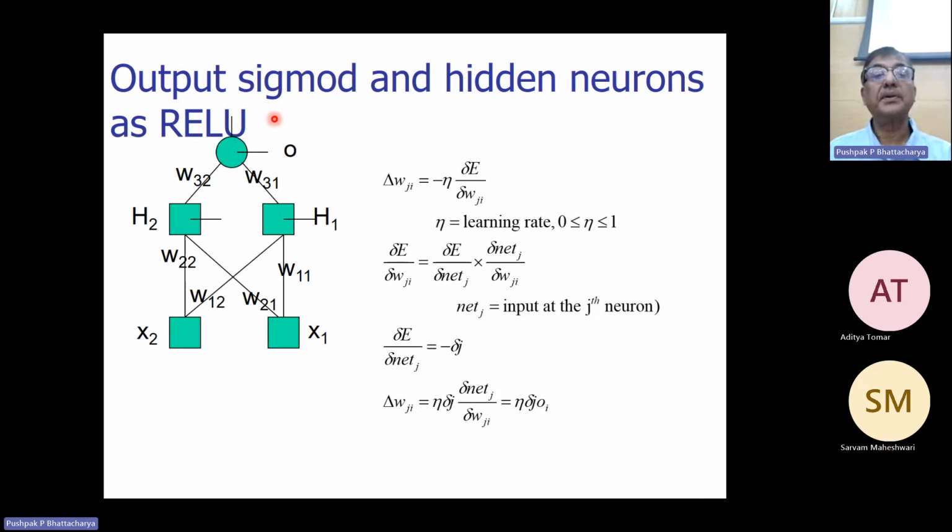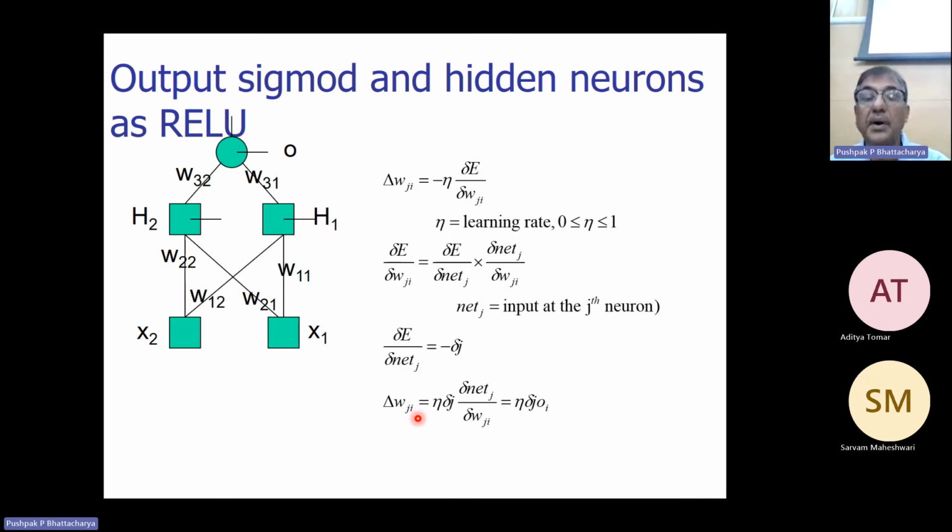So if the output neuron is sigmoid and the hidden neurons are ReLU, now one question I think you will ask in the lab is, what should we use for hidden layer neurons? For hidden layer neurons, use sigmoid. Okay, don't have to worry about ReLU now. For today's lab, don't have to worry about ReLU. So output is sigmoid and the hidden neurons are ReLU.